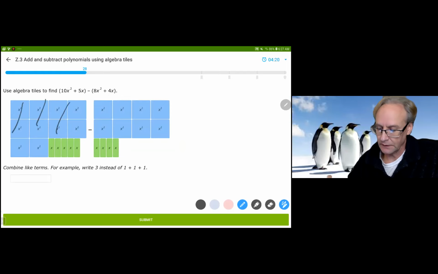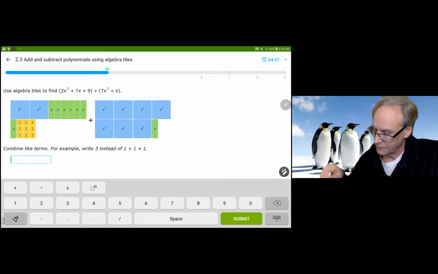Okay, looks like we're adding. So I've got 7 and 2 more makes 9x squareds. We've got 6, 7, 8 x's altogether. Oh, plus, sorry. And for units, we've got 9 of them, don't we? There's 9 of them over there and none over there.